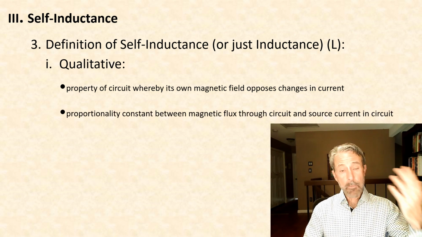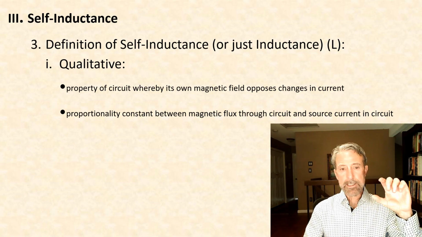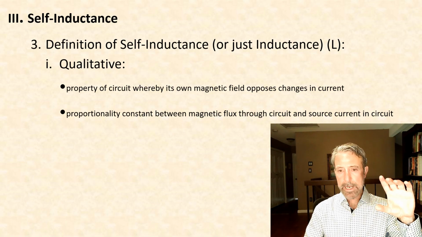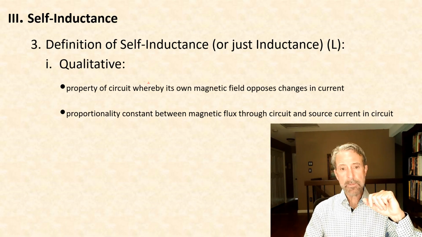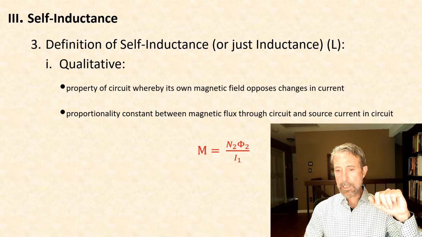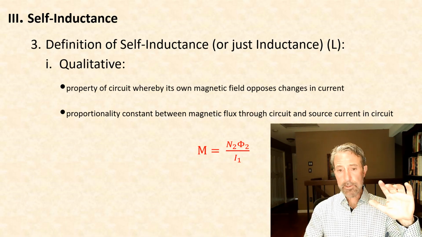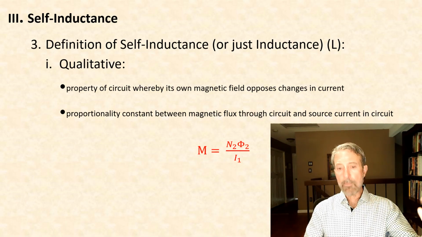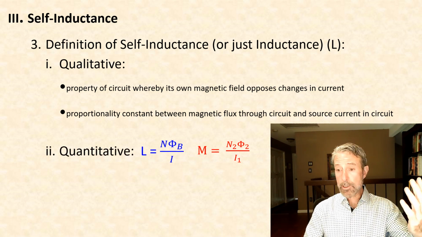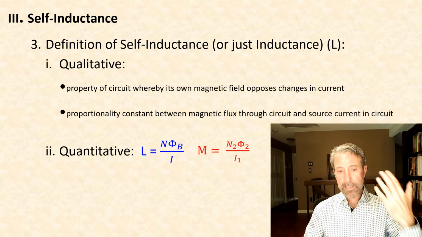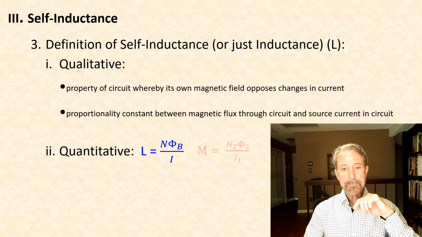We can also think of the self-inductance as simply the proportionality constant between the magnetic flux through the circuit and the source current in the circuit. If we think back to our discussion of mutual inductance, we similarly said that the mutual inductance was simply the proportionality constant between the current in one coil and the total flux generated in the other coil. Of course, here for self-inductance, we have only one coil, so quantitatively we think of it as a proportionality constant between the current in that coil and the total flux in that same coil.